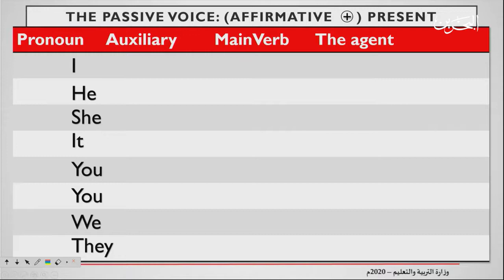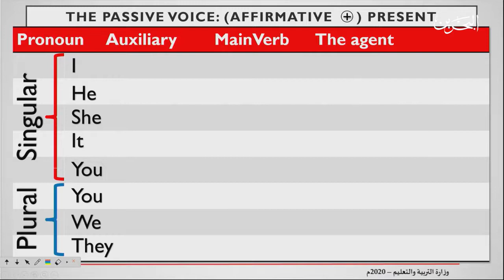You have to understand that these are pronouns. The first 5 are singular pronouns. I, he, she, it, you. The last 3, you, we, they, are plural pronouns. So you have you in the singular and you in the plural.